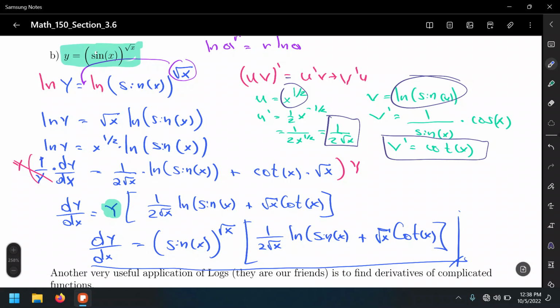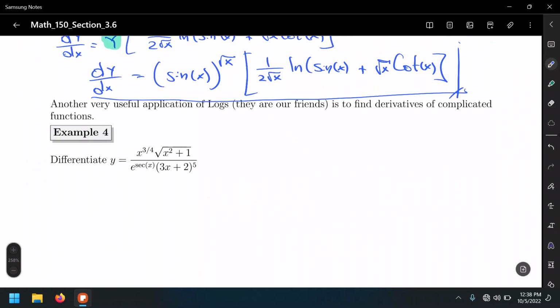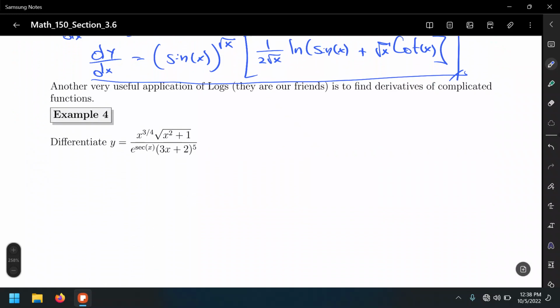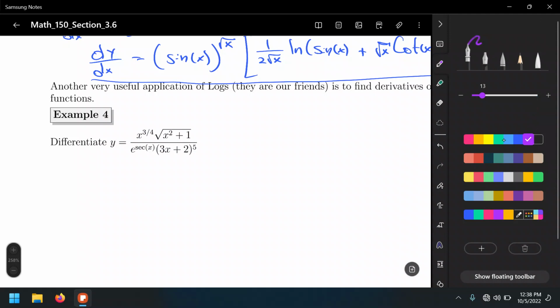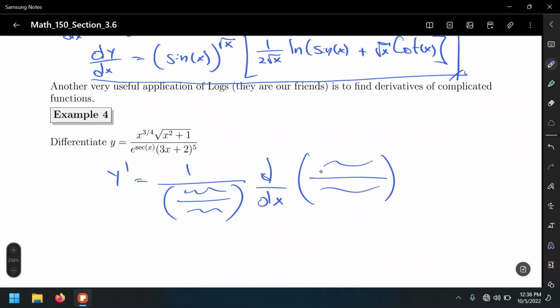Well, let's have a look at our last example. So, what about taking the derivative of this function? y equals x to the 3/4 times the square root of x squared plus 1 divided by e to the secant of x times 3x plus 2 to the 5th power. Well, if you were to use the derivative the usual way, that'll be y prime equals 1 over this madness, times the derivative with respect to x of all this madness.